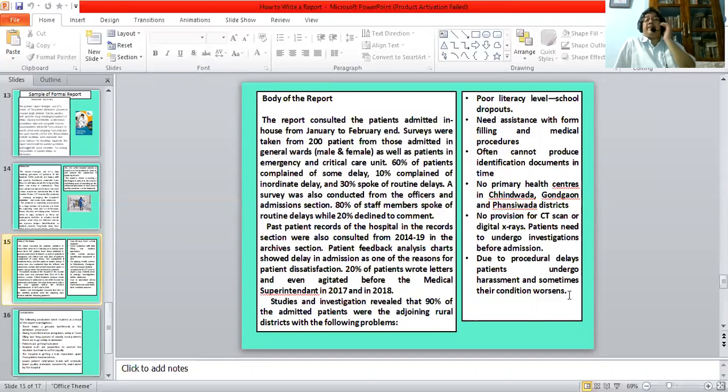There is no provision for CT scan or digital X-rays in these rural health centers, and patients need to undergo investigations. Due to procedural delays, patients undergo harassment, sometimes their condition even worsens. So it's very serious.